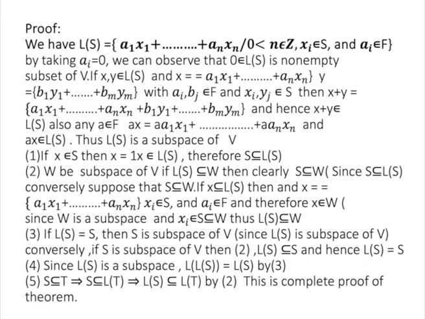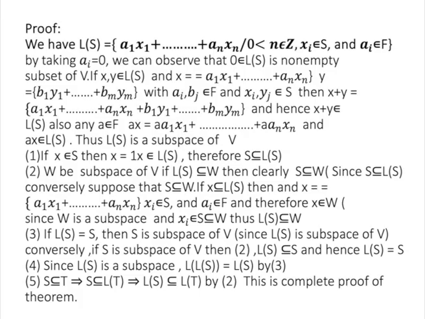First condition: if x belongs to S, x equals 1 into x, which belongs to L of S. Therefore, S is a subset of L of S. Second condition: let W be a subspace of V. If L of S is a subset of W, then clearly S is a subset of W, since S is a subset of L of S. Conversely, suppose that S is a subset of W. If x belongs to L of S, then x equals a1 x1 plus a2 x2 plus a3 x3 plus so on plus an xn, with xi in S and ai in F, F a field, and therefore x belongs to W.